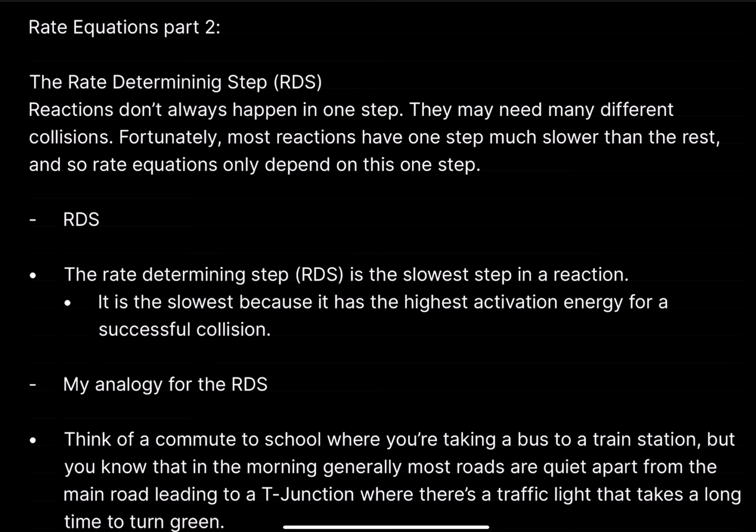So, the rate determining steps. Reactions don't always happen in one step. They may need many different collisions. Fortunately, most reactions have one step much slower than the rest, and so the rate equation only depends on this one step. The RDS, or the rate determining step, is the slowest step in a reaction. It's the slowest because it has the highest activation energy for a successful collision.